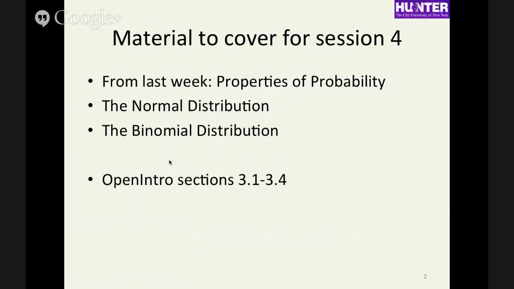So the properties of probability, which we kind of had to skim over last week, I'm just going to go over a few of the important points from this to make sure that we actually talk about them, and then cover normal and binomial distribution. And these are covered in the book, sections 3.1 to 3.4, and I have lots of examples in here from the book as well.